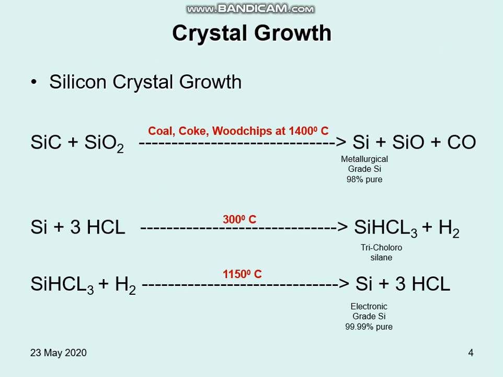in the presence of coal, charcoal and wood chips at 1400 degrees centigrade. We get metallurgical grade silicon of 98% purity, and the remaining materials are silicon monoxide, SiO, and carbon monoxide. Further, we cannot call it pure, so that impure silicon needs to be processed again with hydrochloric acid at 300 degrees centigrade temperature. We get trichlorosilane with hydrogen gas.